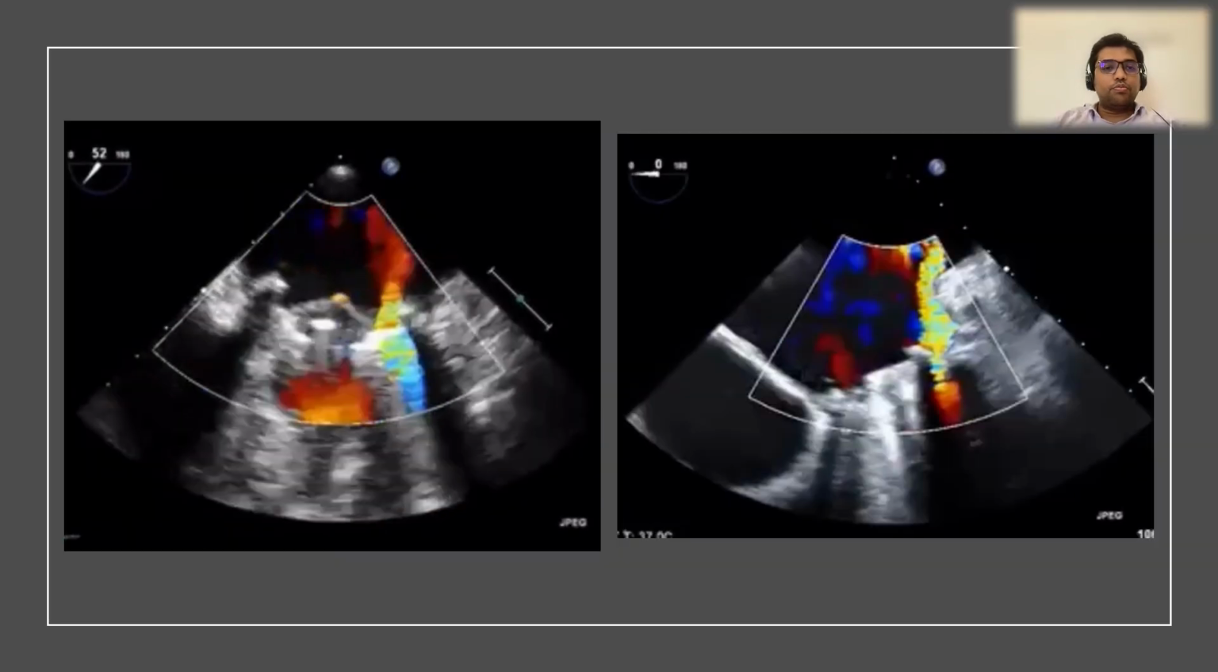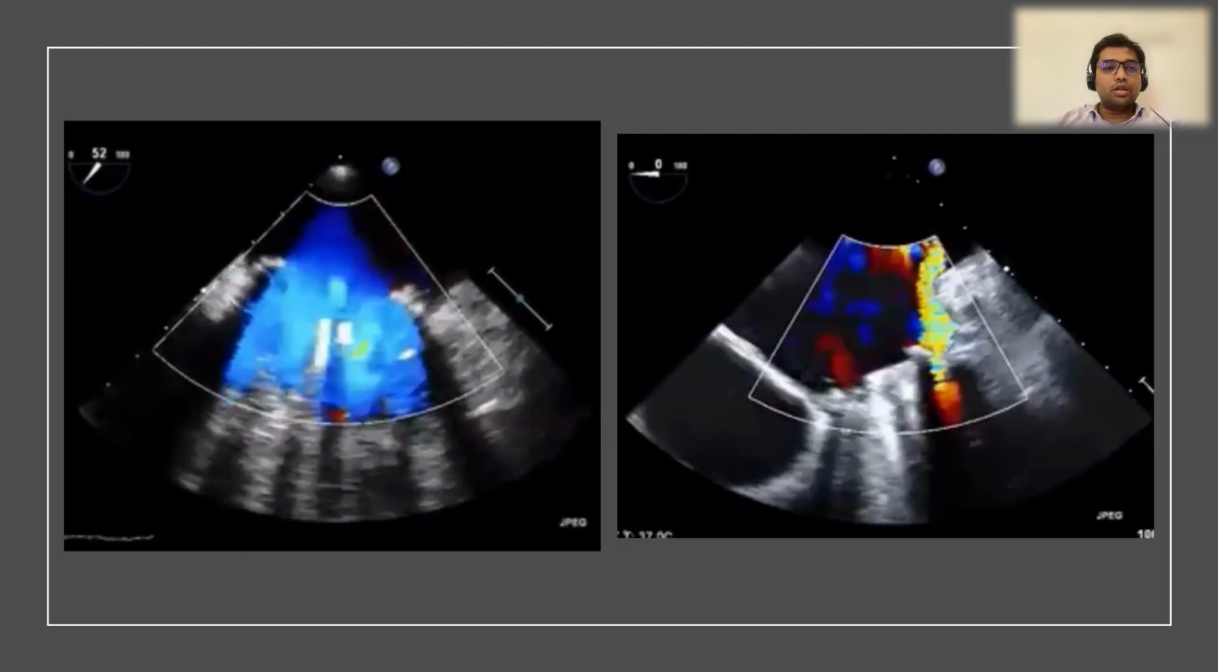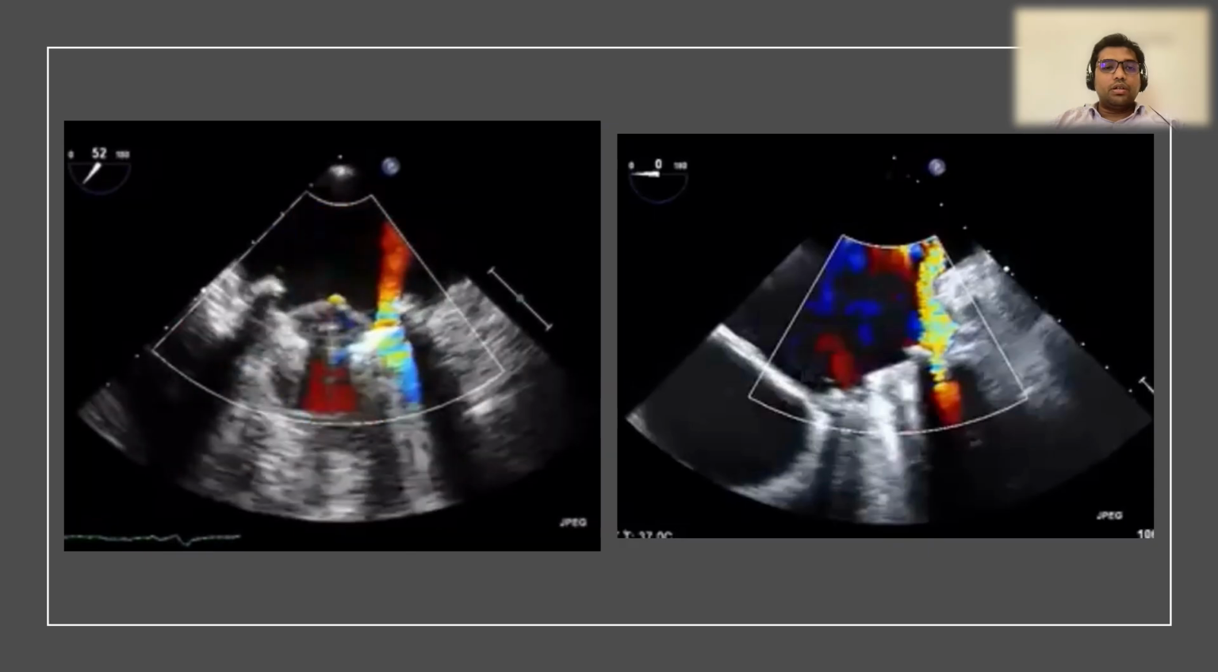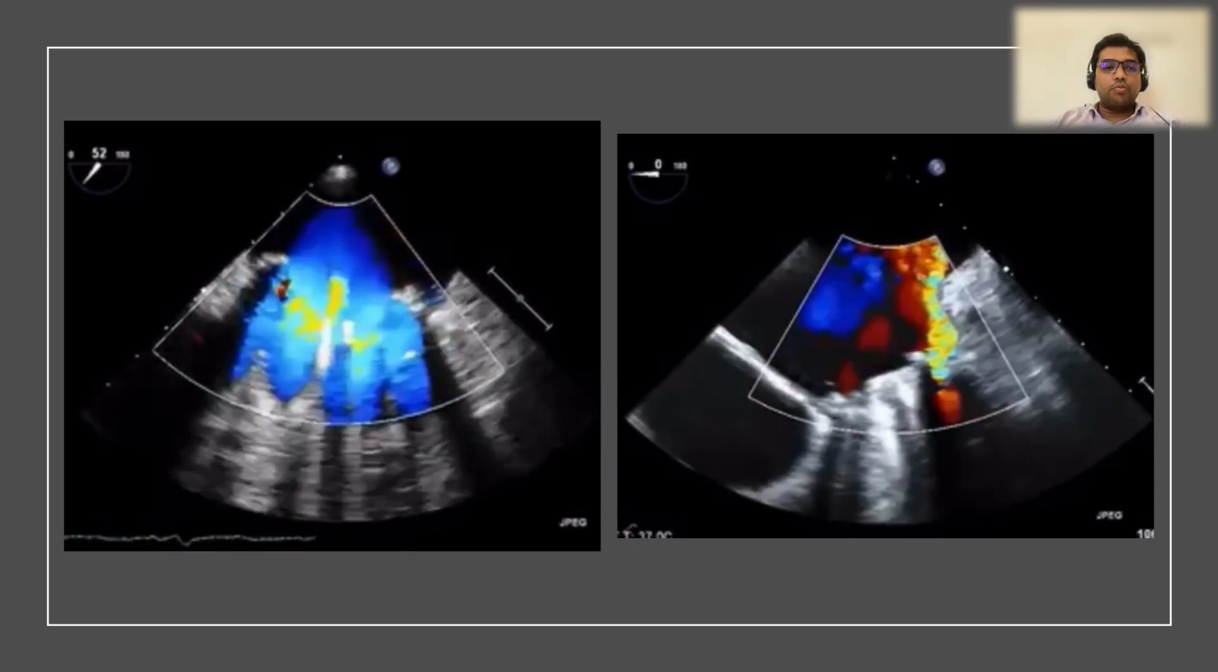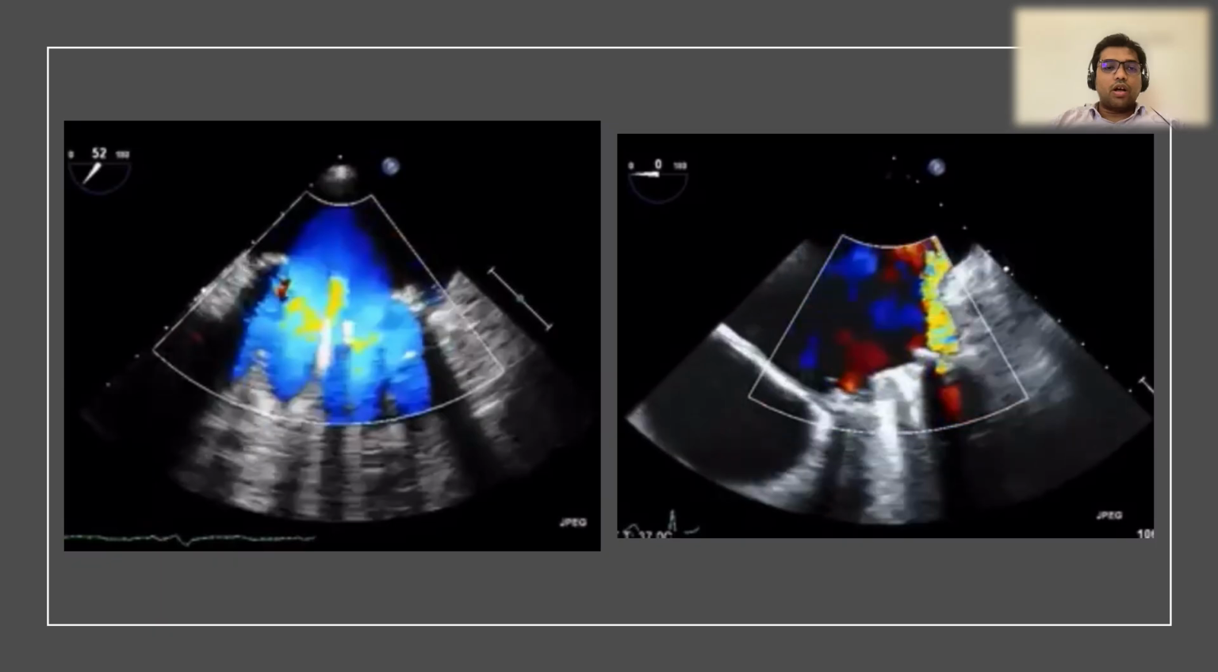In the left-sided loop that you can see over here, the leaflet is not coming up to the sewing ring, forming a transvalvular regurgitation. That is inside your sewing ring, but this regurgitation is not a washing jet, it is a pathological regurgitation. Whereas in the right-sided image, you can see over here there is a leakage outside your sewing ring. So that is your paravalvular regurgitation.